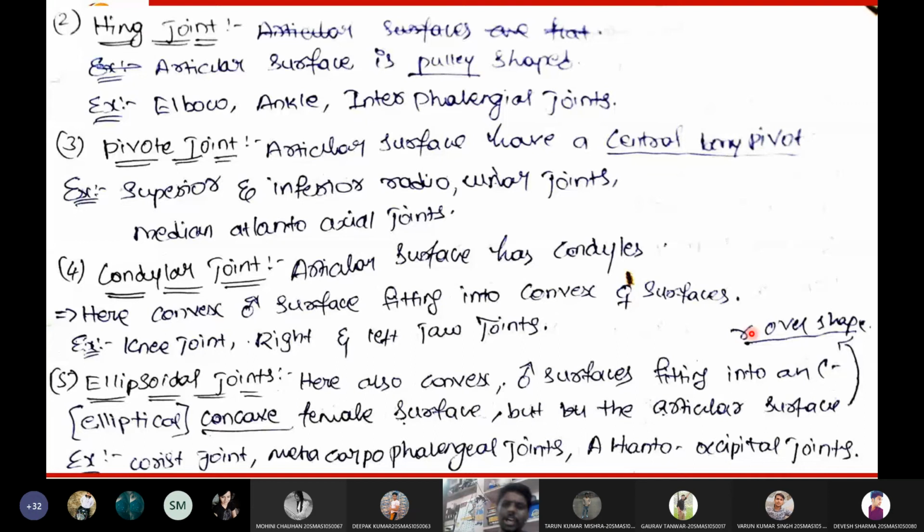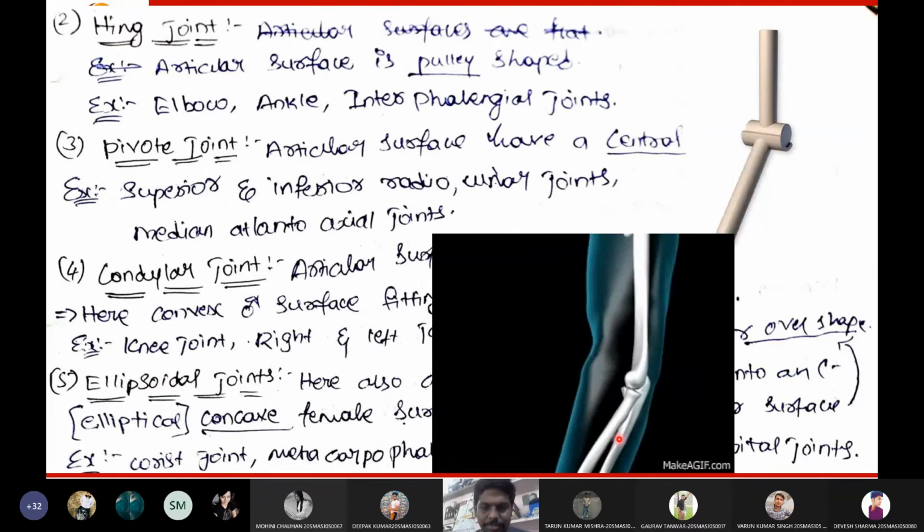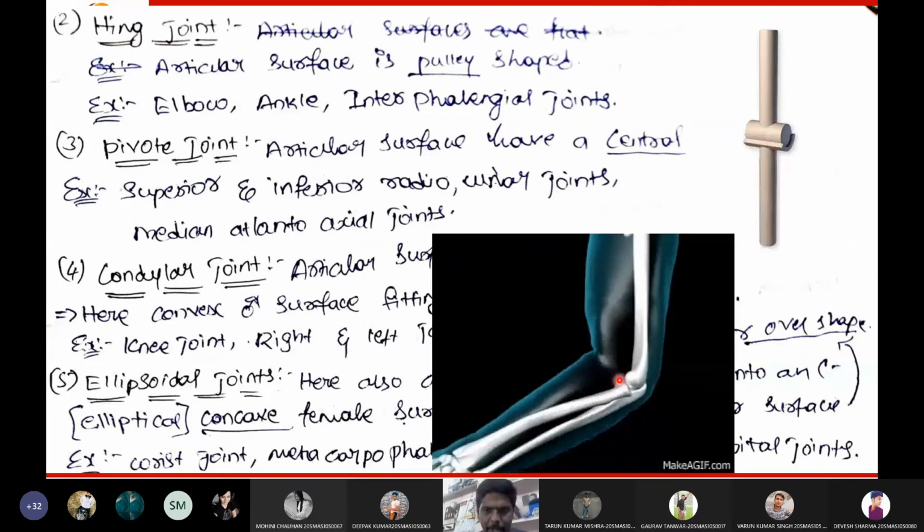Then the hinge joint. Hinge joint means it is like the way we are opening doors. So such joints are called hinge joints. Hinge joints are usually present in the elbow and in the ankle. So in the elbow and in the ankle, we will see these hinge joints. So this is an example of a hinge joint.